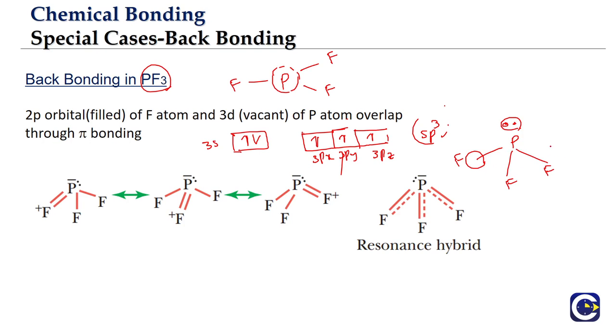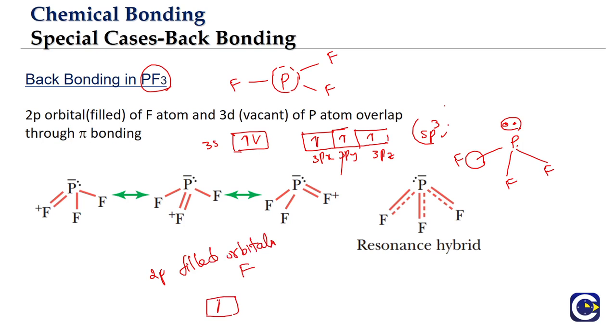But experimentally, the phosphorus and fluorine bond characteristics are in between that of a single bond and a double bond. Now this can be explained only by the back bonding phenomenon. So here the back bonding will happen from the filled 2p orbitals of fluorine.